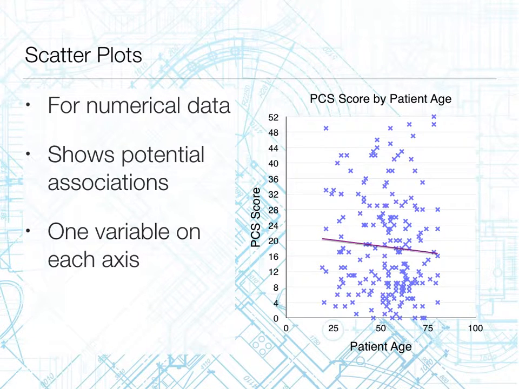If you've got a couple of numerical variables that you want to assess for a possible association, a scatter plot can be a good option. By convention, your independent variable goes on the x-axis. In this example, we're looking at PCS scores by patient age. I've put a trend line in here, but it's pretty clear that there's no useful association.